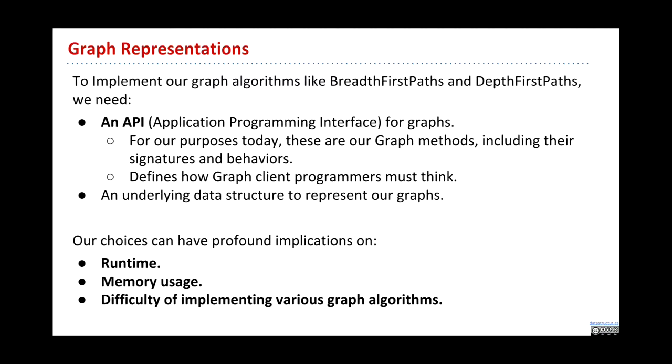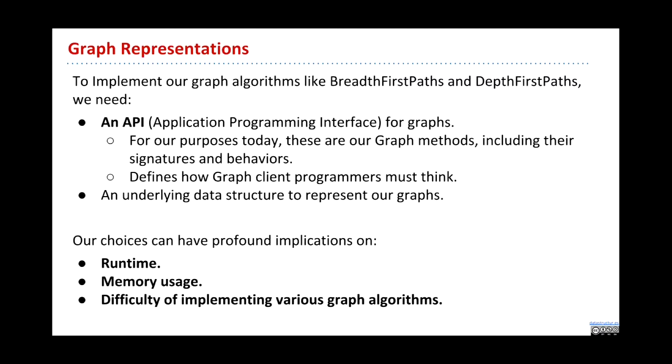API is a term which I never think of as actually meaning application programming interface, but I looked it up and it still means that. For our purposes today, that's basically the list of methods that our graph class or graph interface would have. And then we'll also include the signatures and behaviors of those methods. And that will define how you think as someone trying to work with graphs.